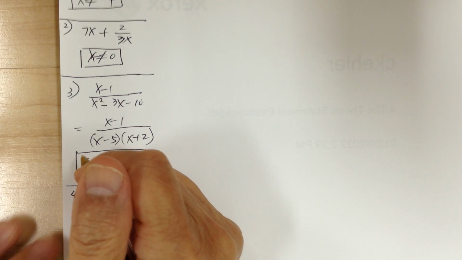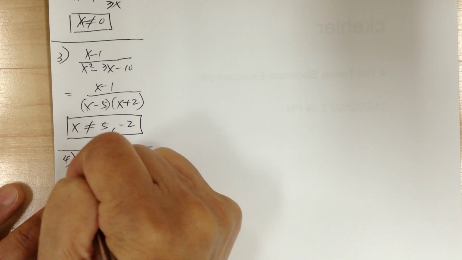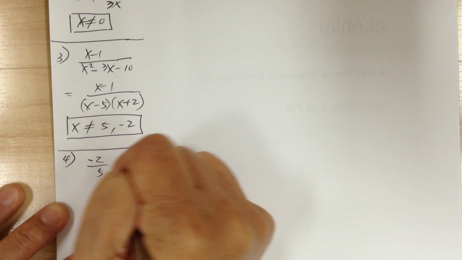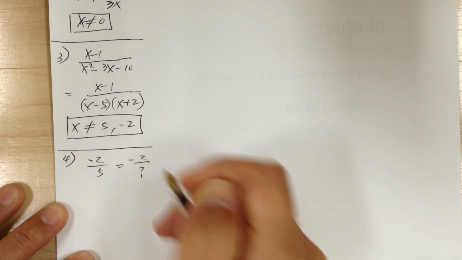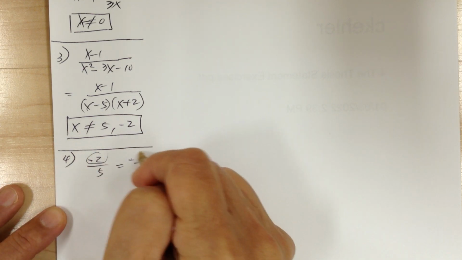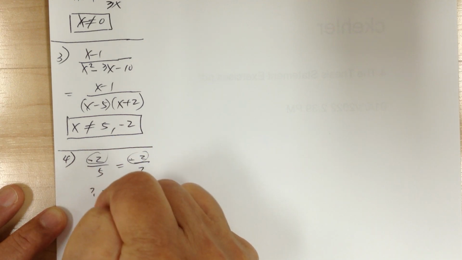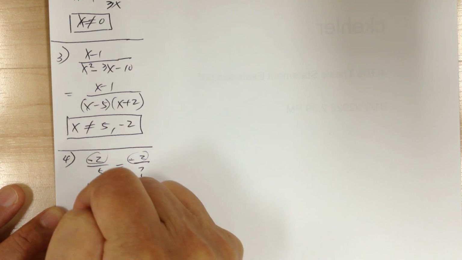Okay, number 4, you have negative 2 over 5 equal to negative 2 over question mark. So you can just do the matching. So question mark is equal to 5.